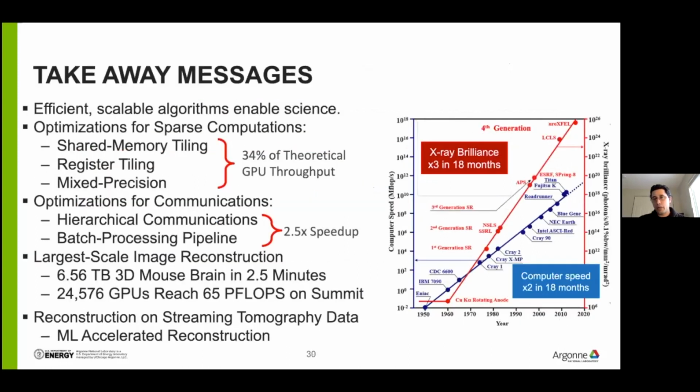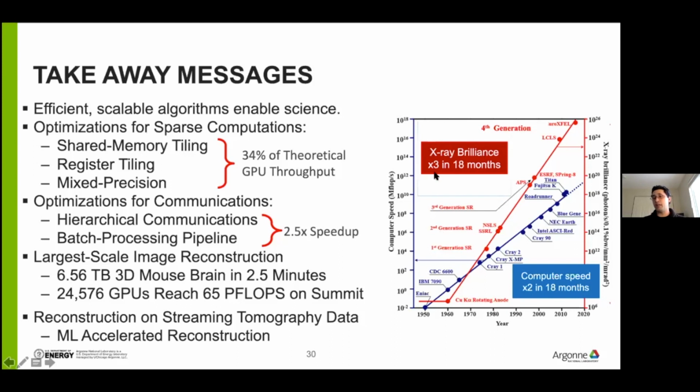So what are the takeaway messages? Efficient and scalable algorithms enable science. What we have seen is that at synchrotron light sources, the experiments get much more complex and their data generation rates also increase significantly. And we need these efficient and scalable algorithms to accommodate the requirements of these highly advanced instruments and the experiments that are being performed on them.